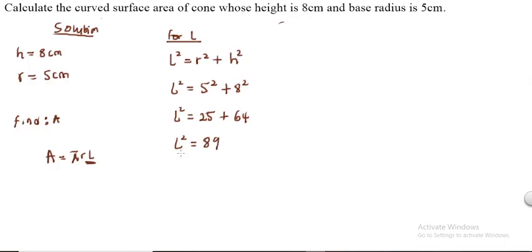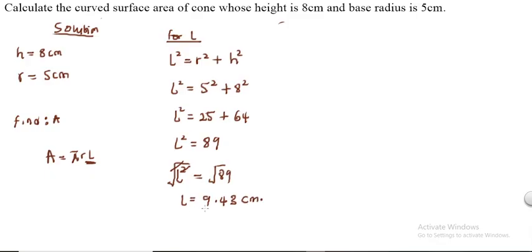Then to get my value of l, or my slant height, I have to take the square root of both sides. The square root cancels out the square, so l is equal to the square root of 89, which is 9.43 to 2 decimal places, centimeters.